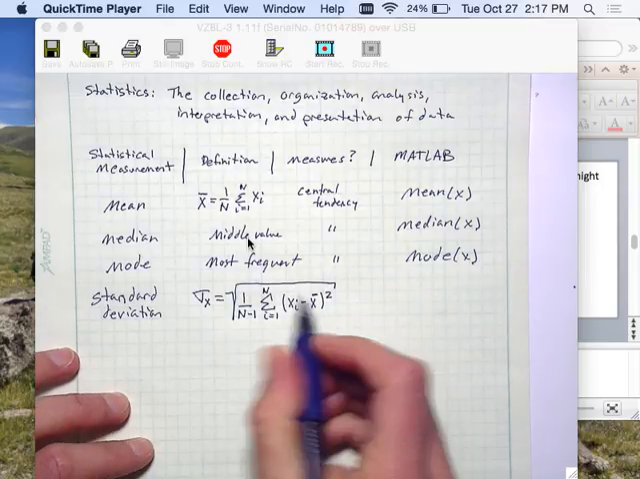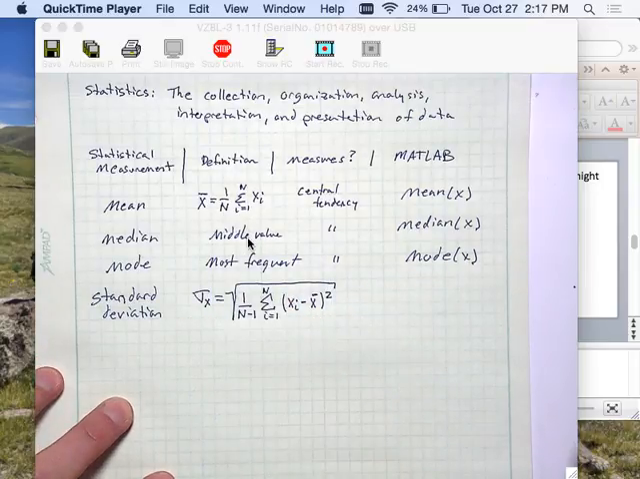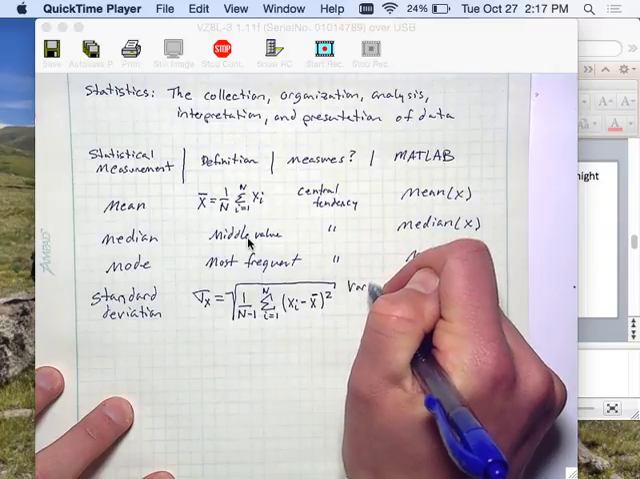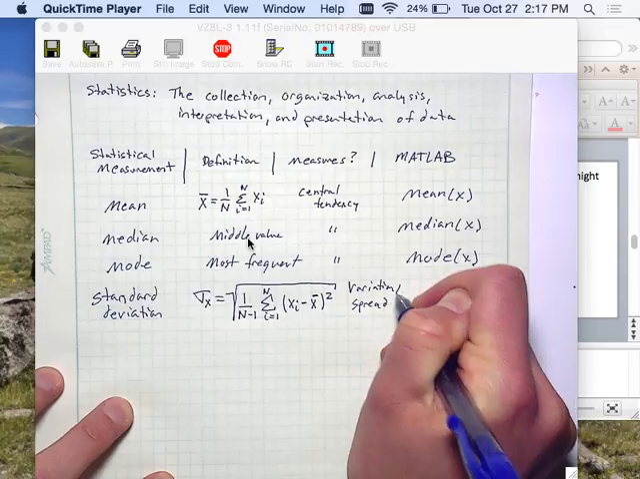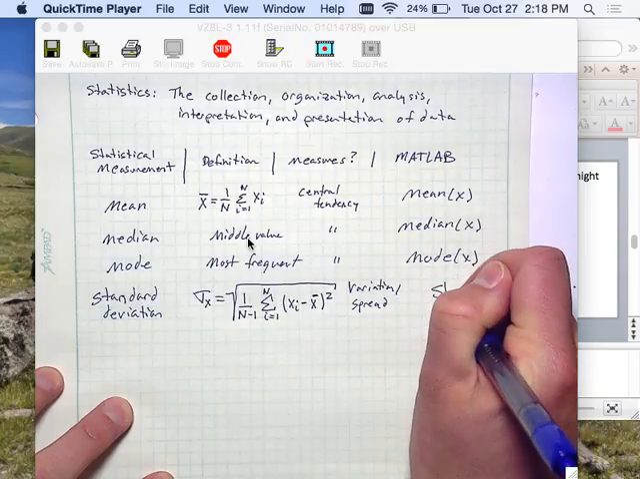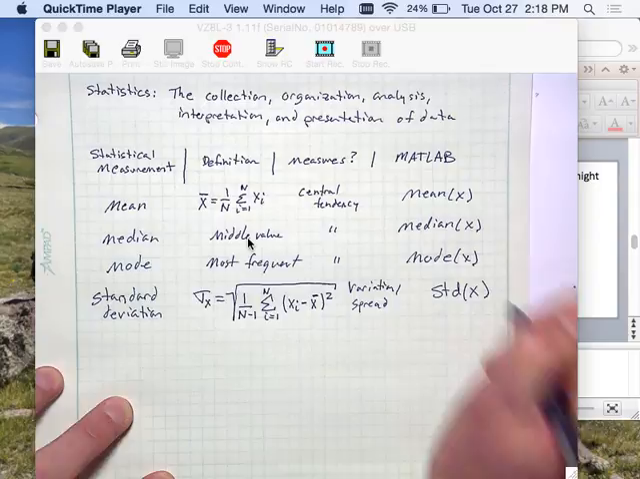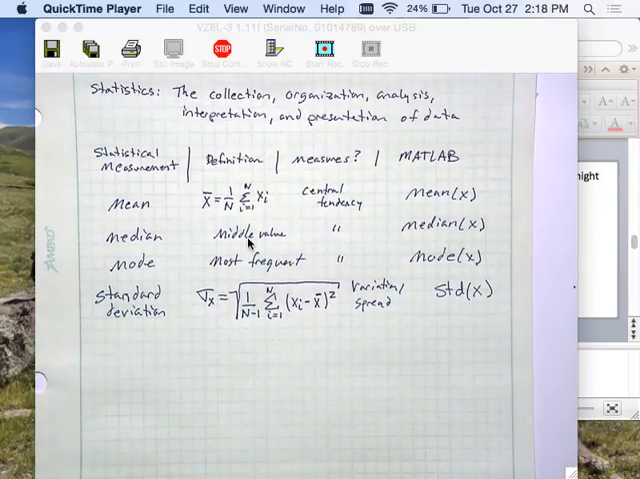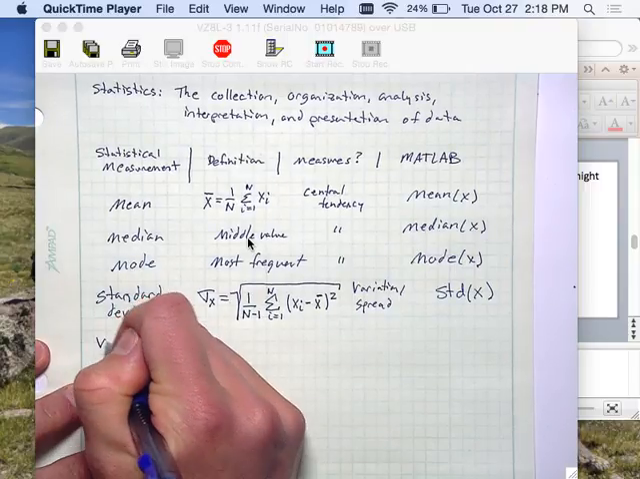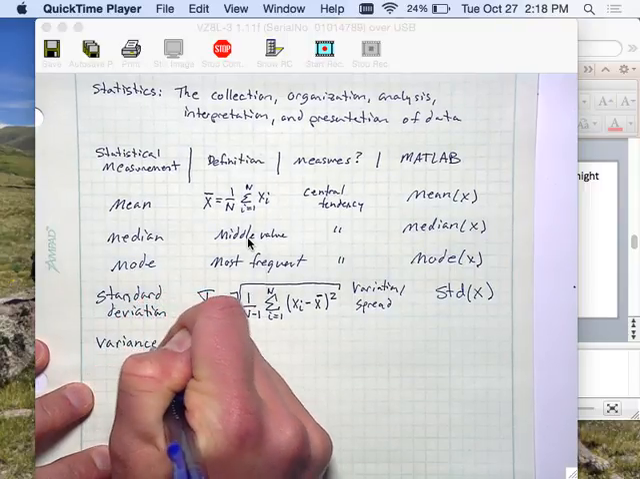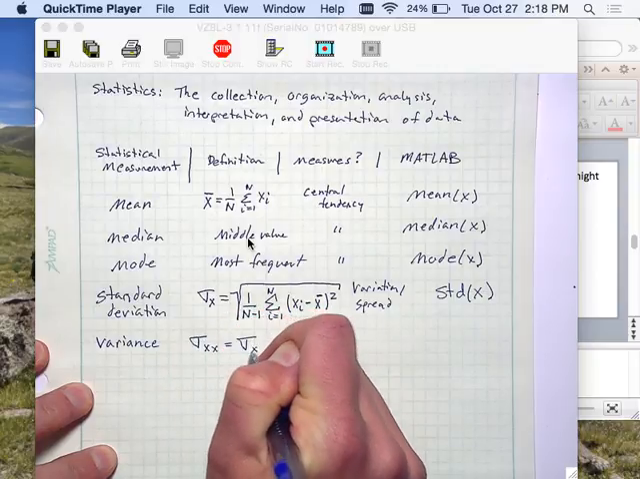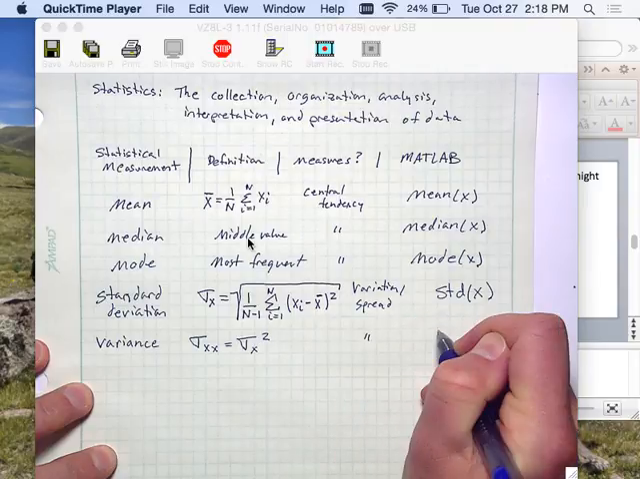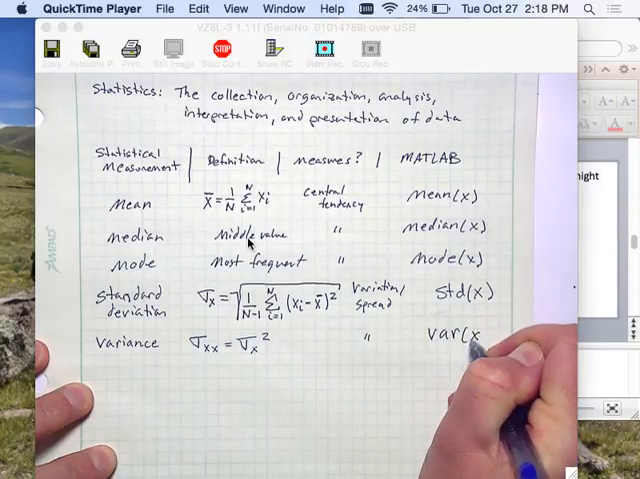Where x bar is the mean, calculated above. So this measures the variation or spread in your data. And this is std of x for standard deviation. So then from the standard deviation, you have the variance, which is going to be the squared. It measures the same thing, and this is var in MATLAB.